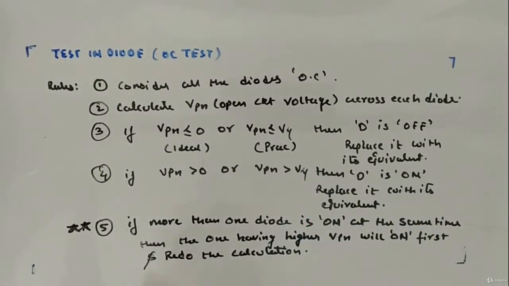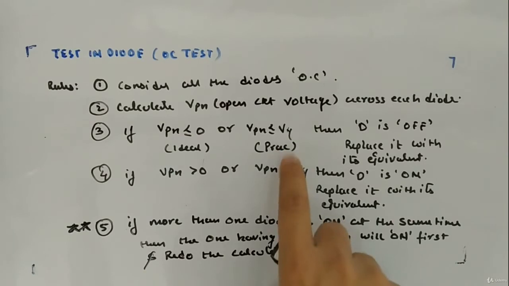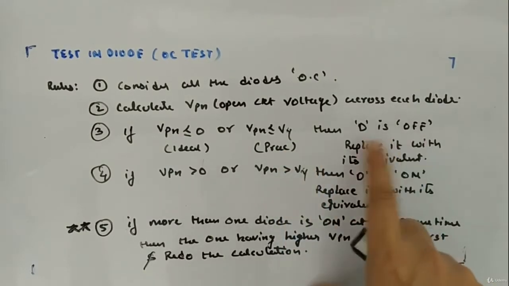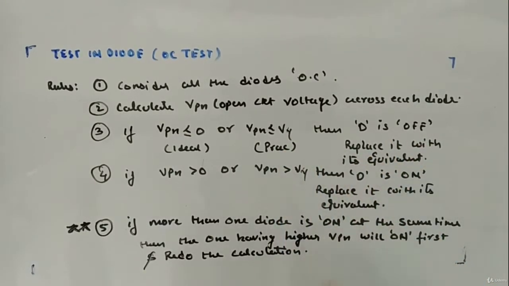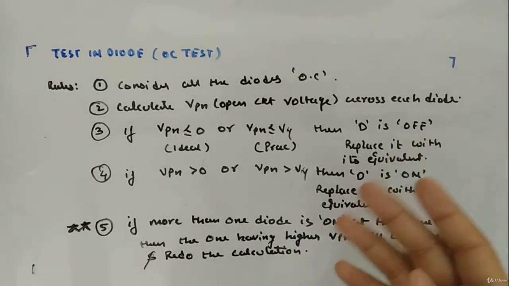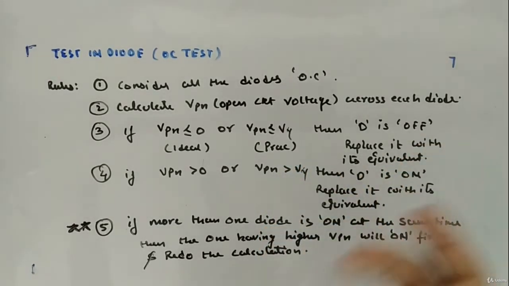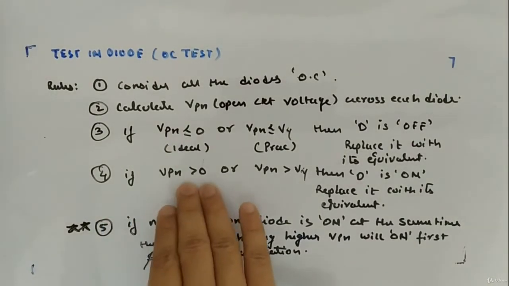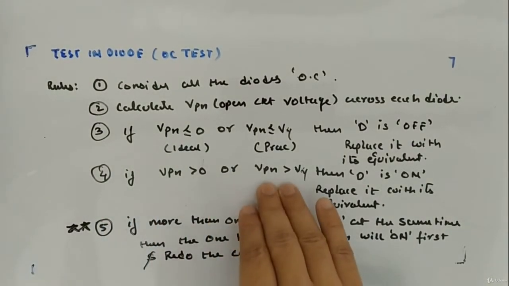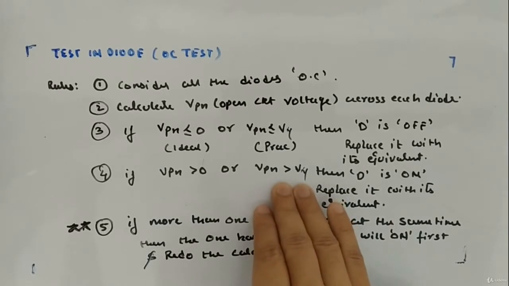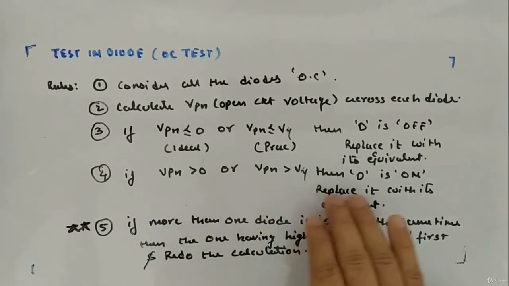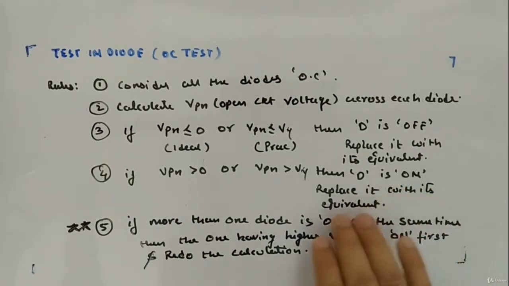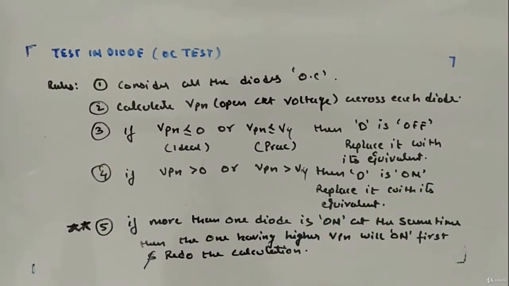In case of a practical diode, then your diode will be off and you replace it with its equivalent circuit. Okay, if it is ideal, then open. If it is practical, then some reverse resistance you can also replace. But if VPN is greater than 0, or VPN is greater than the threshold voltage, the cut-in voltage, then the diode is on, and replace it with its equivalent. Okay, so these are the two cases you have to take care of.